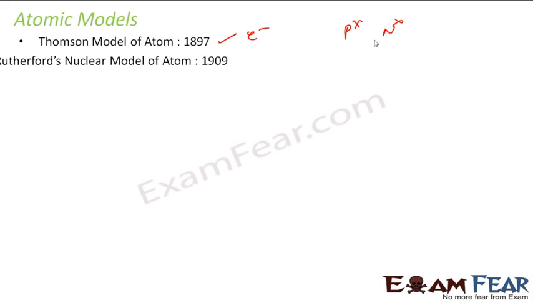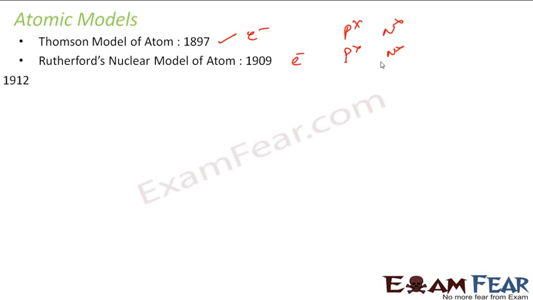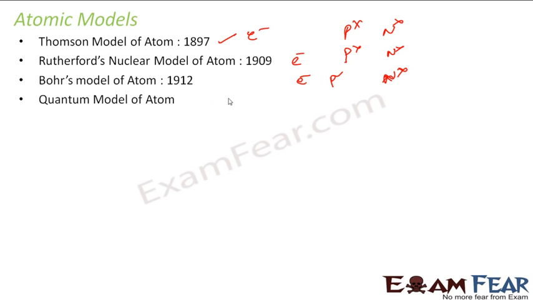We'll explain that. So the Thompson model came in 1897 when the electron was discovered. At that time there was no proton, there was no neutron. Then we have something called Rutherford nuclear model, where electrons were there, and protons, but neutrons were not there for sure. Then we have Bohr's model, where we have electrons and protons, but neutrons were not there. And then we had quantum model, where we had electrons, protons, and neutrons. Everything was there. Right? So we'll discuss all these models one by one.